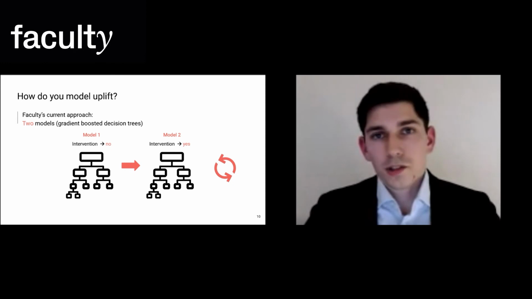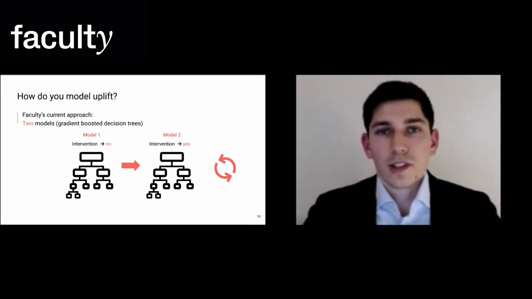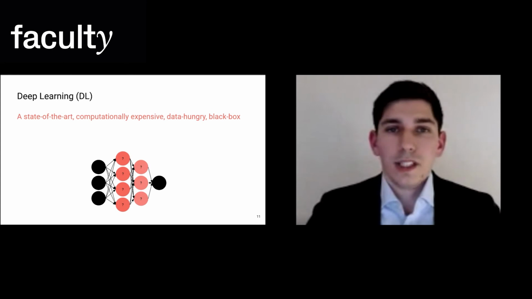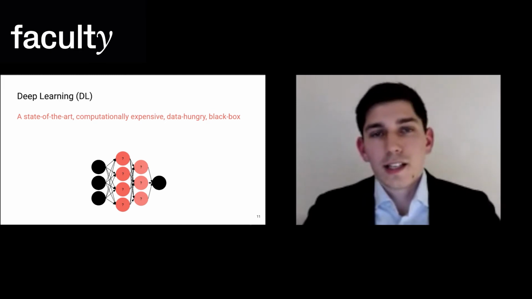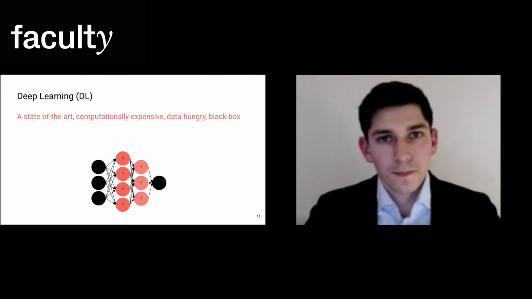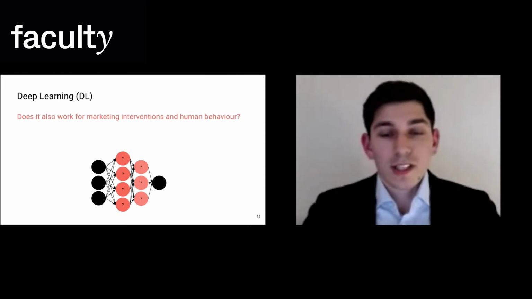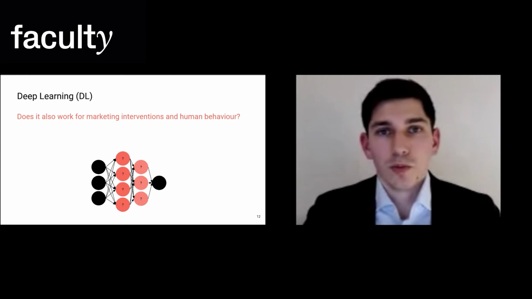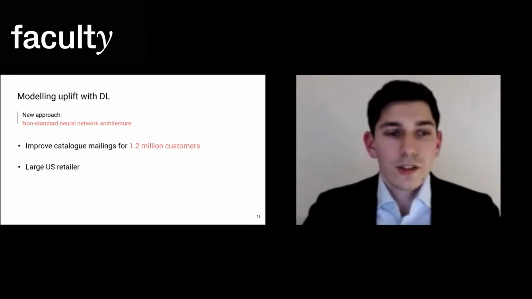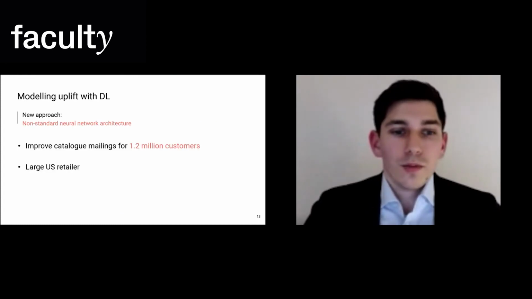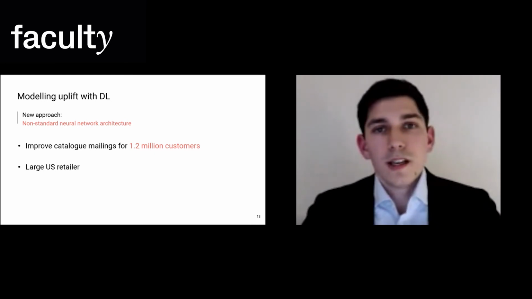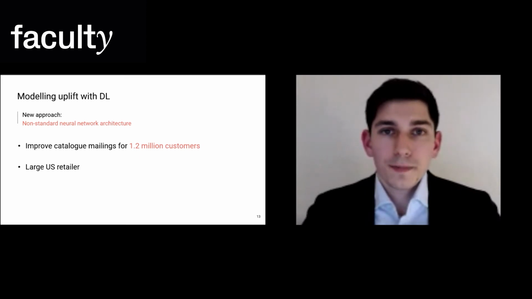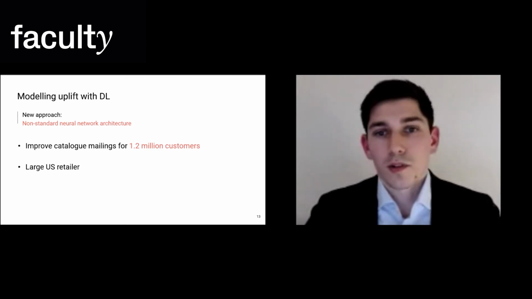So what could be this ultimate algorithm that helps us in solving these problems? Well, currently there might be deep learning, a state-of-the-art technique in many different fields, very versatile, however computationally expensive, data-hungry, and notoriously difficult to understand. So now we want to know, does it also work for marketing interventions and human behavior? To answer that question, I've used data to improve catalog mailings for 1.2 million customers of a large US retailer, implementing non-standard neural networks with Keras on a TensorFlow backend.